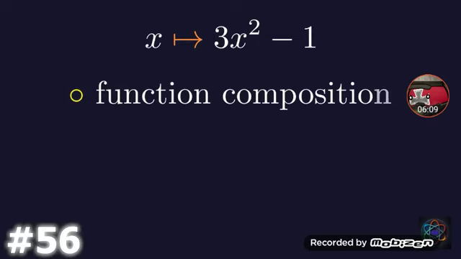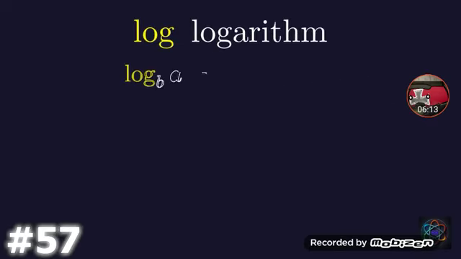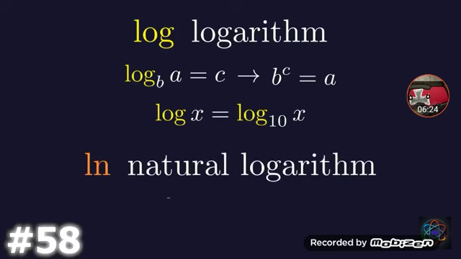Function composition is an operation that combines two functions. Logarithm is an inverse operation of exponentiation. The subscript denotes the base of the logarithm. Log without a subscript represents the logarithm with base 10. The natural logarithm, denoted as ln, represents a logarithm with base e.